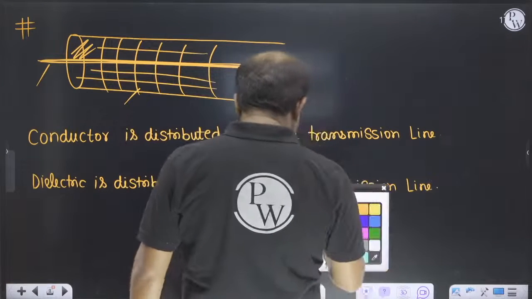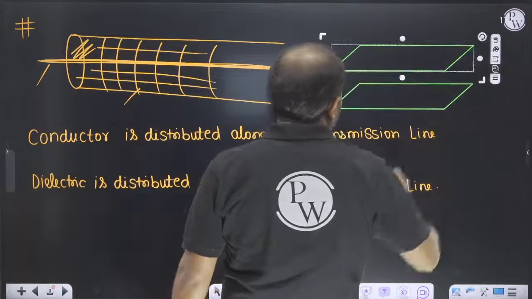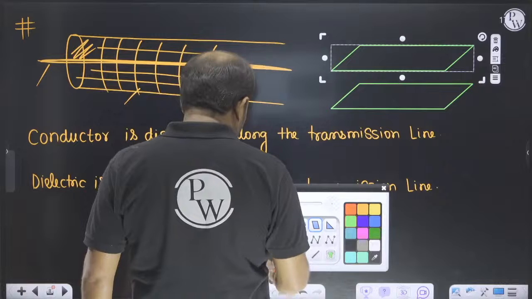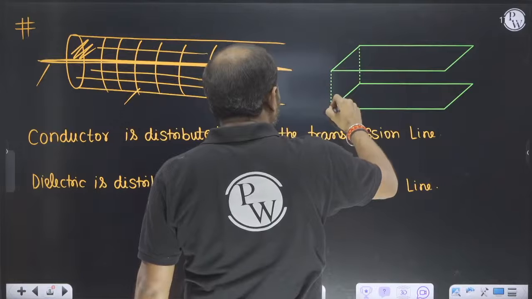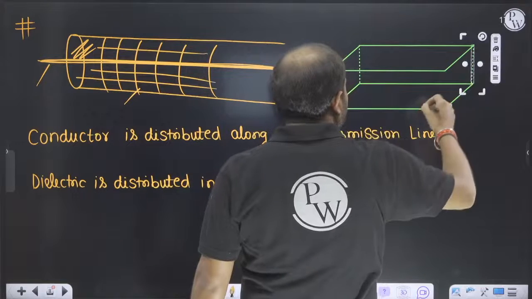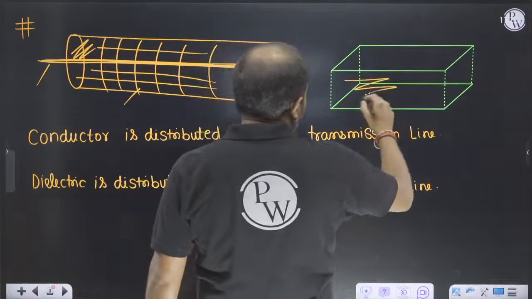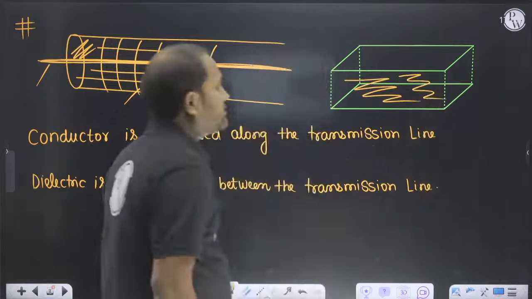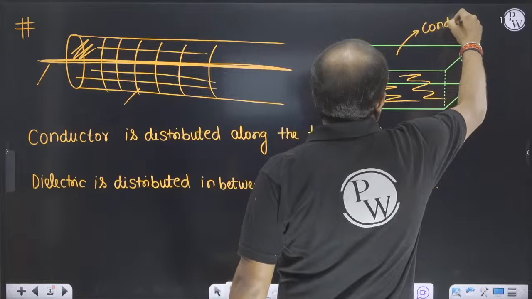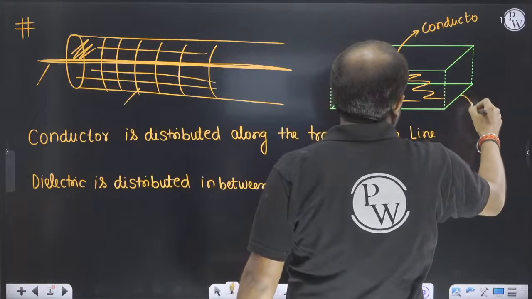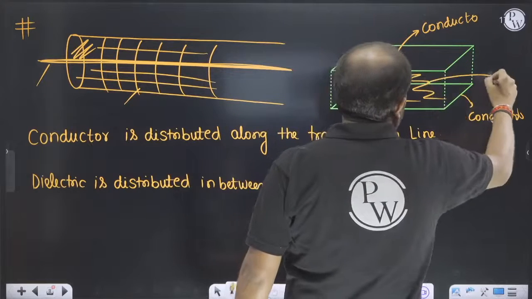There is a sheet of conductor, and there is a sheet of dielectric. So these two types of sheets are used: the above metal sheet, the below metal sheet, and in between the metal sheets there is the dielectric. So this one is a conductor, and the one below is also a conductor, but in between them is dielectric.